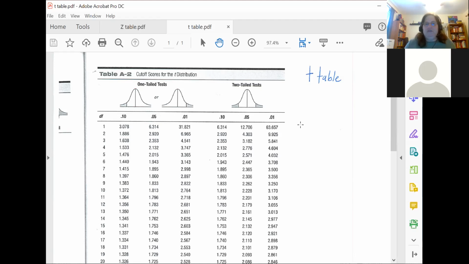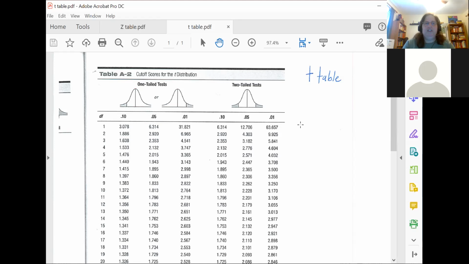All right. So next we have to know our DF, and our DF is different depending on which t-test we're using. If it's a t-test for a single sample or a t-test for dependent samples, it's n minus 1, sample size minus 1. If it's a t-test for independent samples, it's sample size 1 plus sample size 2 minus 2.